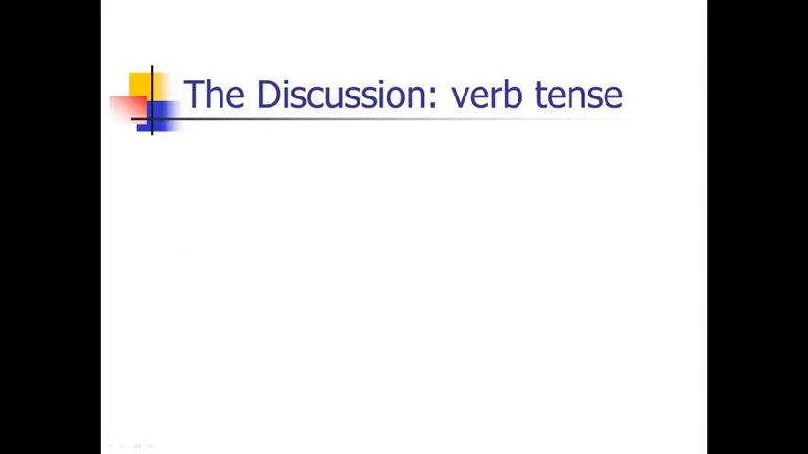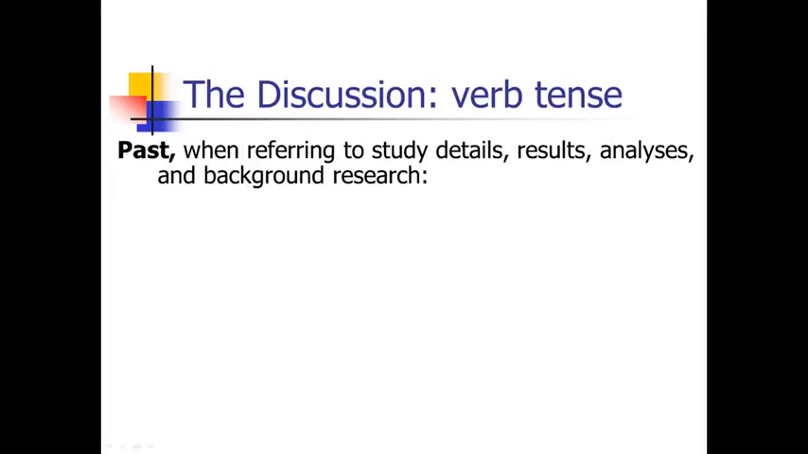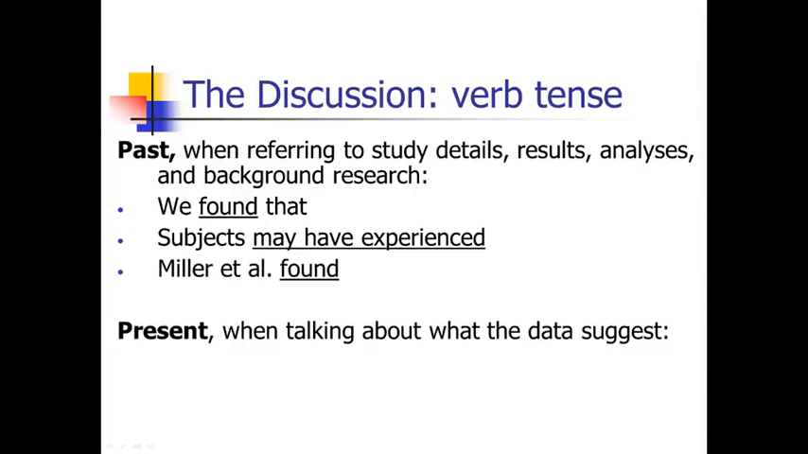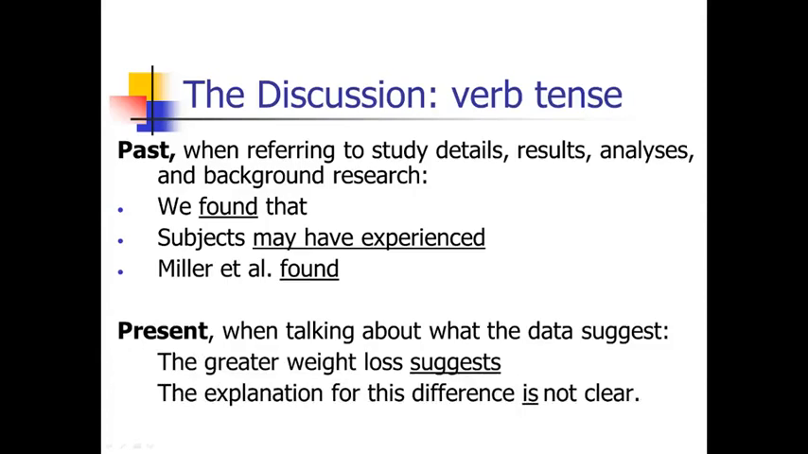In terms of verb tense on the discussion section, first of all, your verb should be in the active voice for sure. And then similar to the methods, results, and introduction sections, you're going to use the past tense when you're referring to things that have already been completed. Those are study details, results, analyses, because you've already completed the analyses, and other people's work. So: we found that, subjects may have experienced, Miller et al. found. But you're going to use the present tense when talking about what the data suggests, because the data are still suggesting that. The greater weight loss suggests. The explanation for this difference is not clear. Potential explanations include.